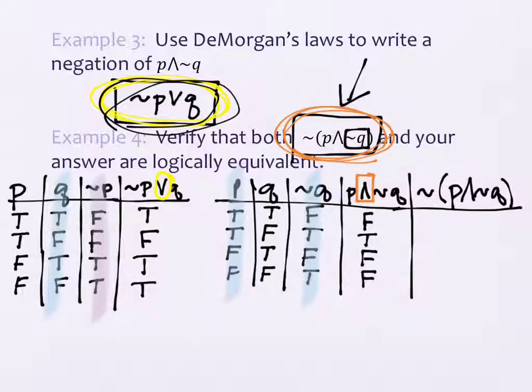Last column. The last column is a negation of the column before it, correct? All it is is a tilde outside of what I already did. So how do I do that? Do the opposite of that. Yeah, I'll just take the column I just created and I will do the opposite. So false becomes true, true becomes false, false becomes true, false becomes true.